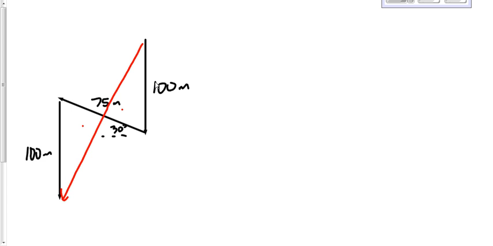First thing we do, I got a funny angle there. What do we say when we see a funny angle? I don't like funny angles. So let's take this off to the side right here. Let's label my 30 degrees right here. Let's label this 75 meters. And then let's draw X and Y here. This is going to be X, and this is going to be Y.